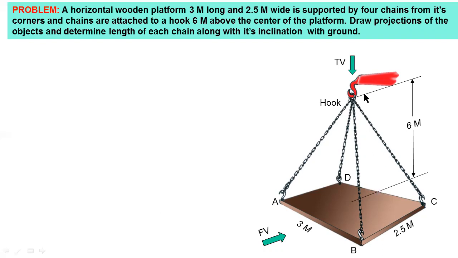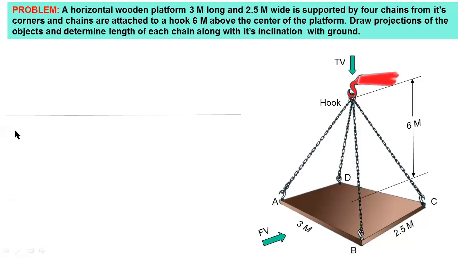The height of the hook above the platform is given, that is 6 meters. A, B, C, D: you have to consider that these 4 points lie on the horizontal plane. That means you have to mark these 4 points on the XY line. For observing the front view, you have to observe from this side. For the top view, you have to observe from this side.